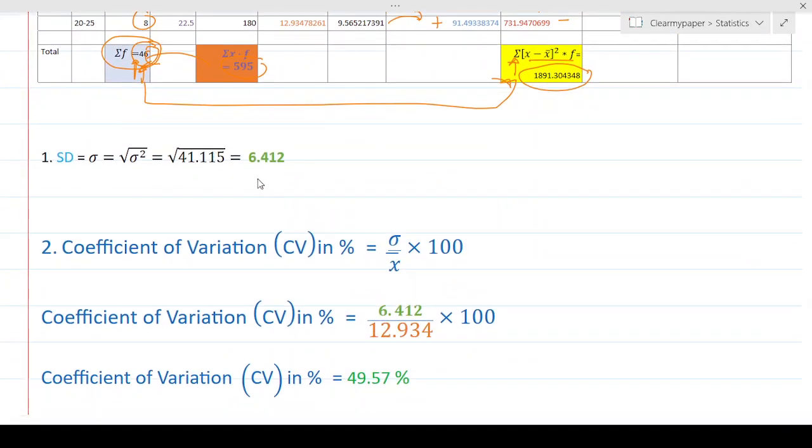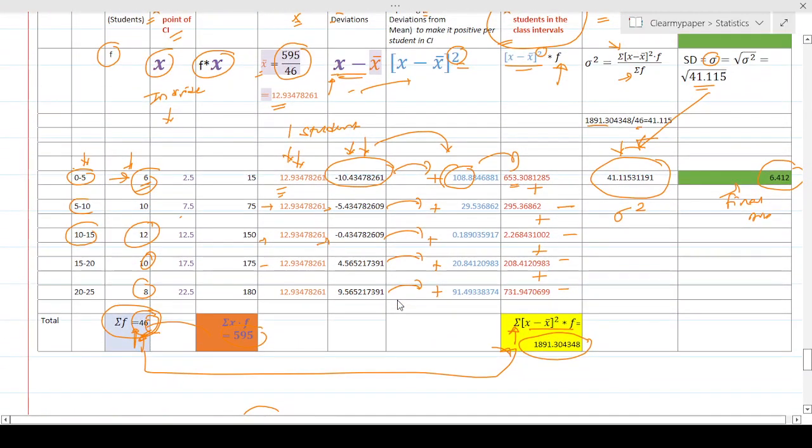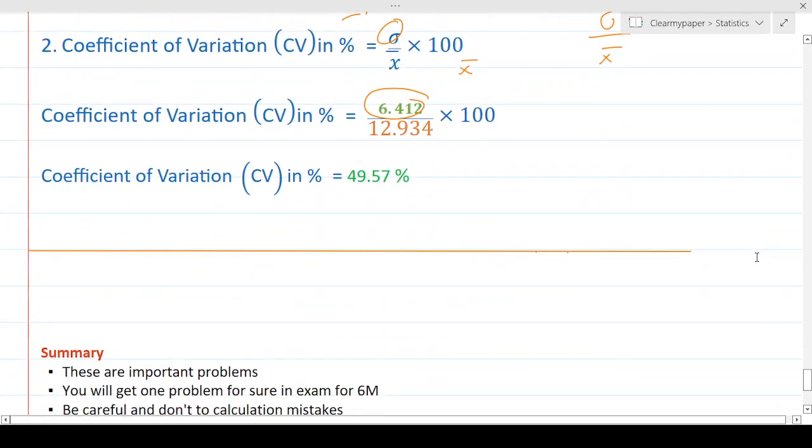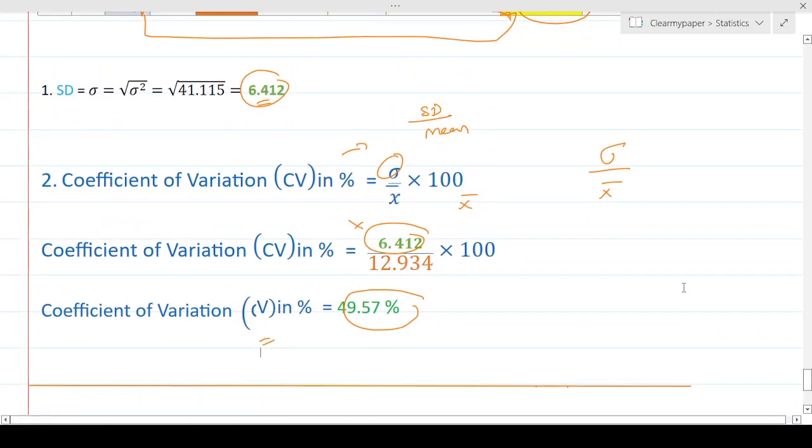We have the 6.412, and the CV is going to be the ratio of standard deviation over mean, which is sigma over x bar. This is x bar. So we have sigma over x bar. Sigma, we know that it's 6.412, and the mean we have calculated over here in the orange color, the x bar, 12.934, and we multiply by 100 because we need the unit in percentage. So the ratio of this into 100 will give us close to 50%, that is 49.57%, and that's your second part of the answer where they're asking for the CV.